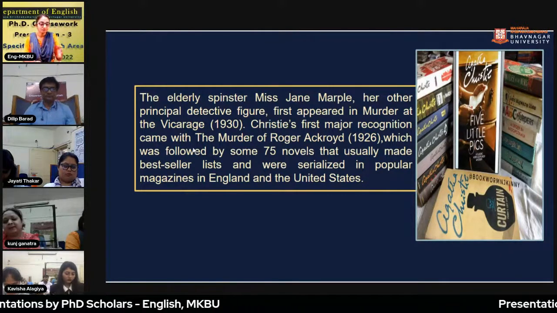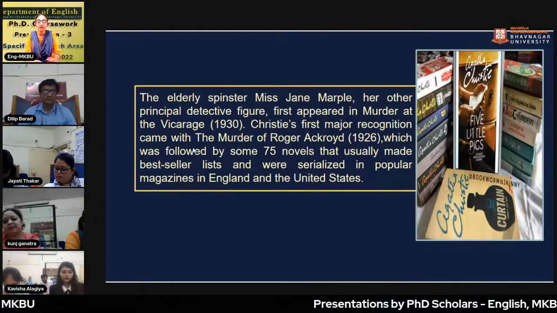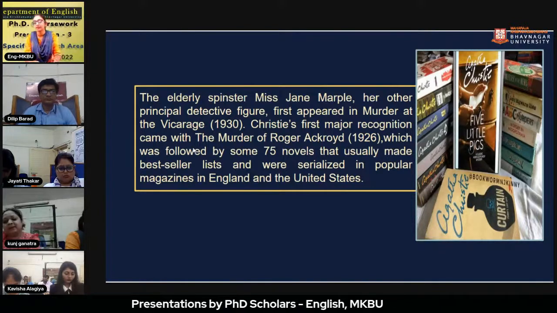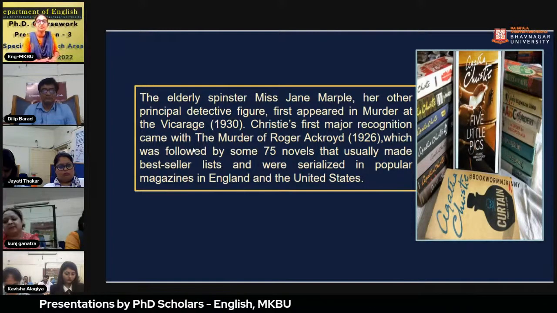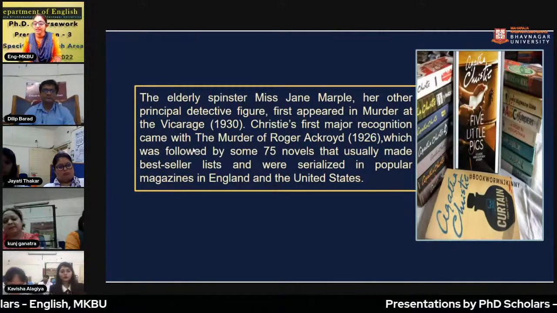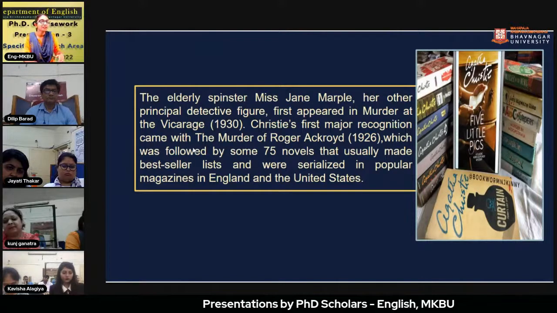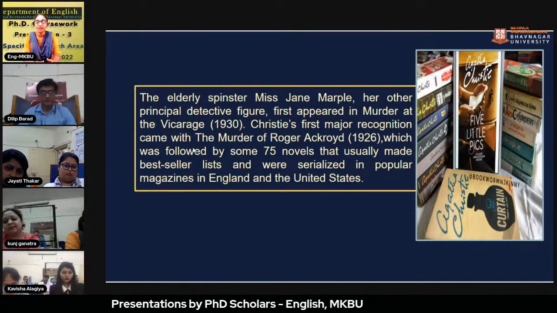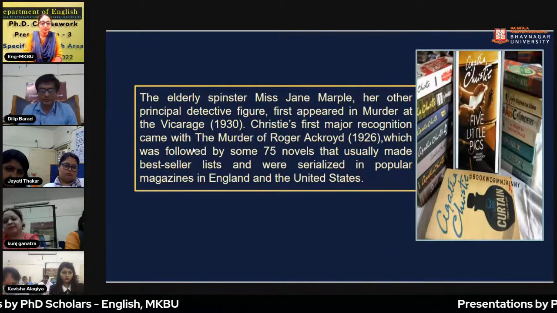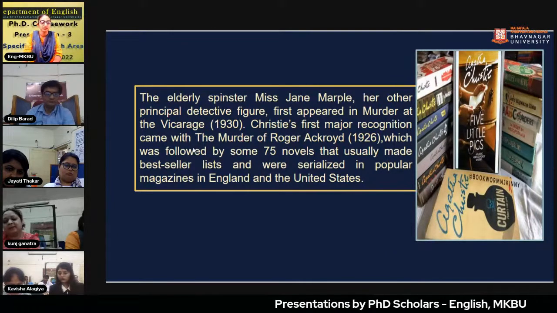When we talk about Poirot, in the next slide you can see the appearance of Poirot and Miss Marple. Miss Marple looks simple and common in her appearance, and Poirot is portrayed by Agatha Christie in a professional way. Then these are novels written by Agatha Christie which are very famous.